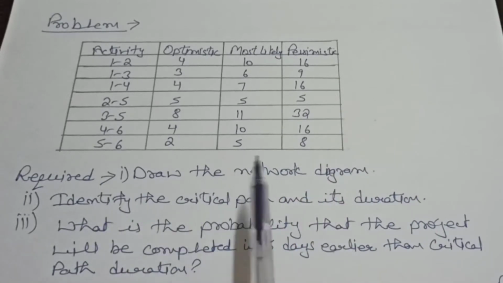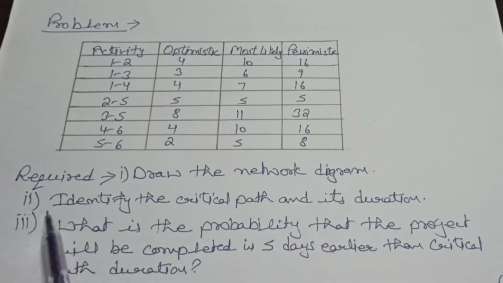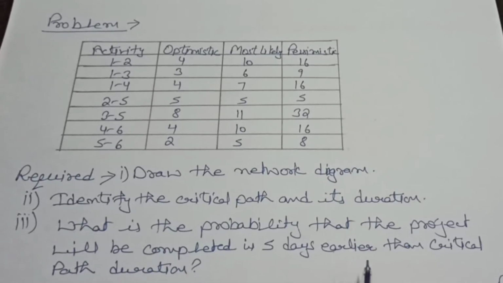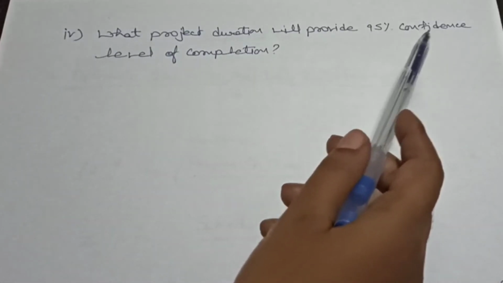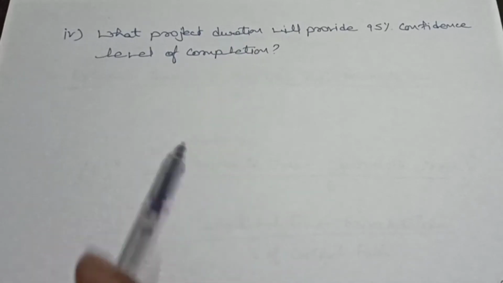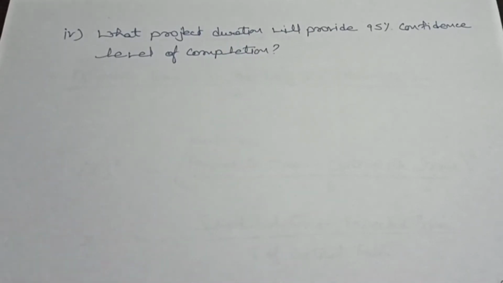We have to draw the network diagram. Then we have to identify the critical path and its duration. Then, what is the probability that the project will be completed 5 days earlier than the critical path duration? After that, what project duration will provide a 95% confidence level of completion? So let's start to calculate.